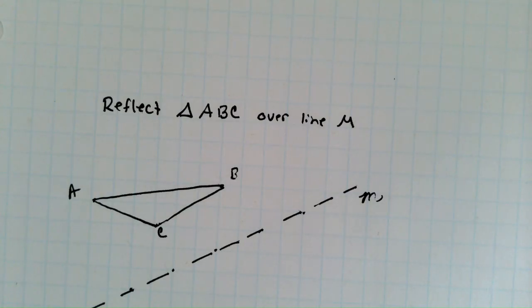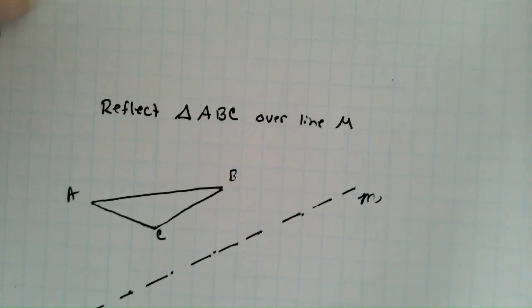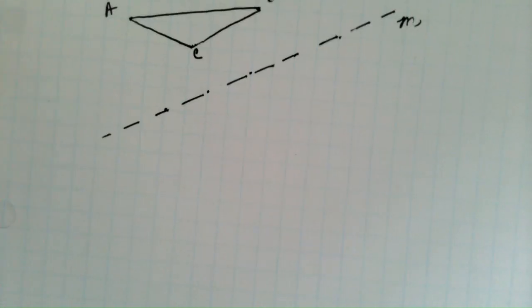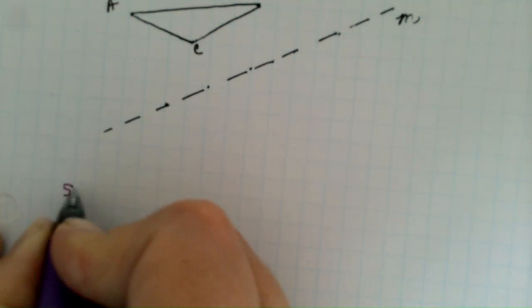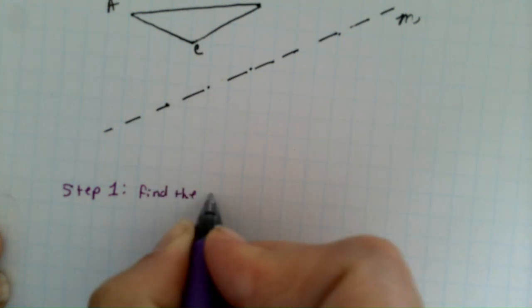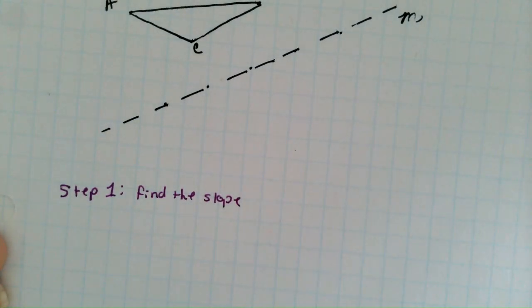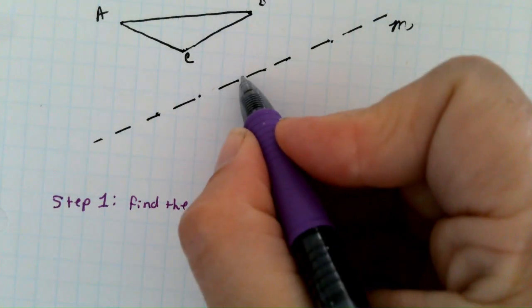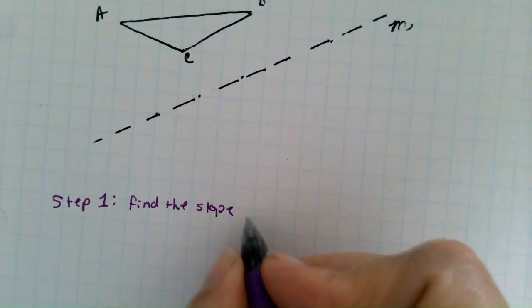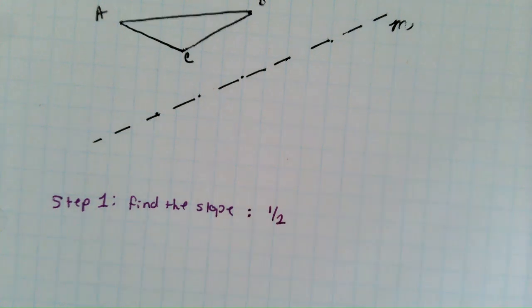So here we see that we're going to reflect triangle ABC over line M, and we have an image. So technically this triangle ABC is our pre-image, and we need to get our image. Okay, so there's several steps we need to go through. So step 1 is we're going to find the slope of line M. It doesn't matter that there's not a coordinate plane, we just need to find the slope. So up 1 over 2, up 1 over 2, up 1 over 2. Looks good. So our slope happens to be 1/2.